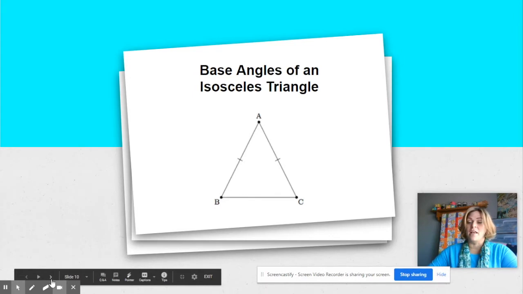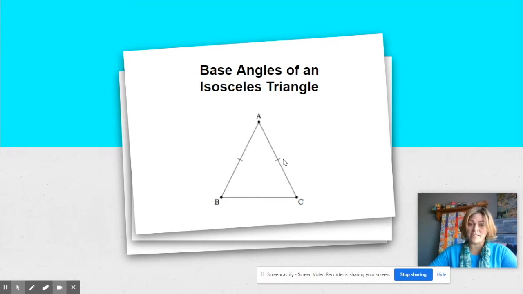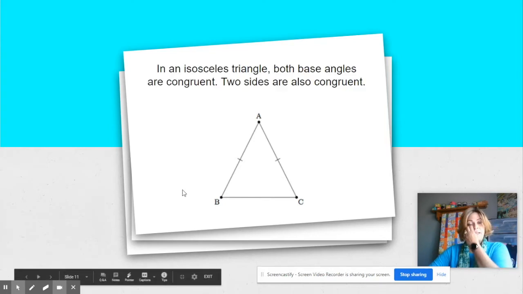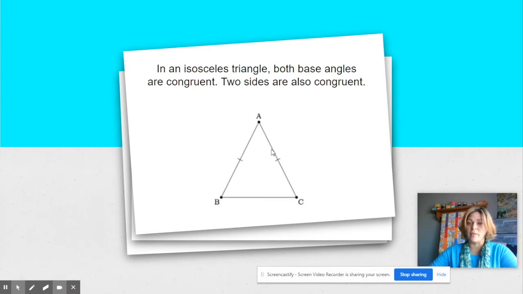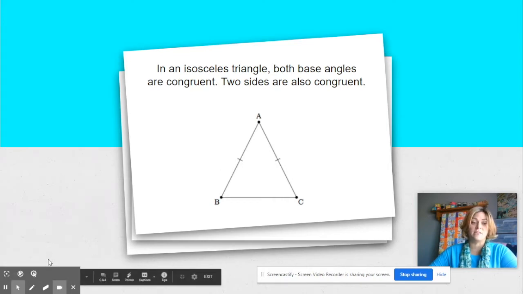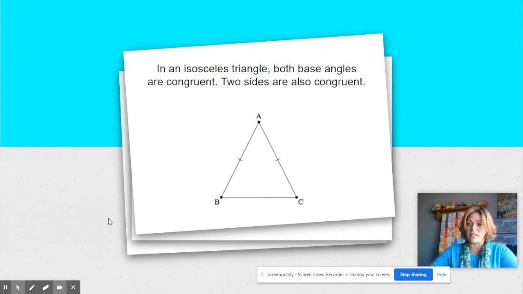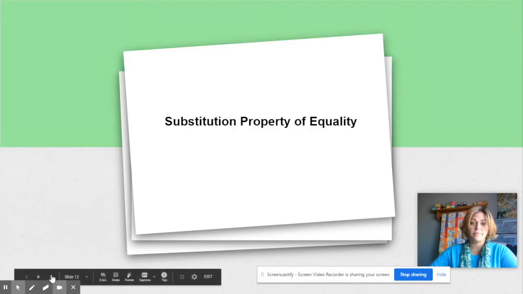Base angles. An isosceles triangle has two sides that are congruent. So if you had base angles across from this side, right here, angle C, and across from this side, angle B, those two angles are congruent. So in an isosceles triangle, both base angles, this angle and this angle, are congruent. Where the two congruent sides meet, this is actually called the vertex angle, and that's the one that's different in an isosceles triangle. The exception would be if it was an equilateral triangle, because they would all be the same measure.